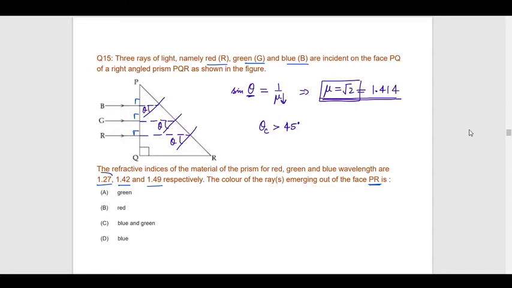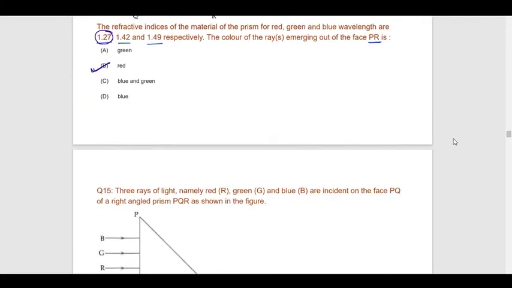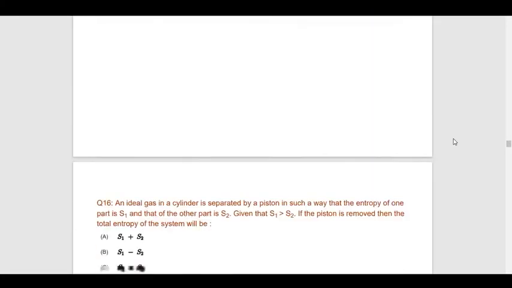And I think only red color satisfies this condition. So red is the only light ray which is going to emerge out of this prism from the face PR. So let us move forward.